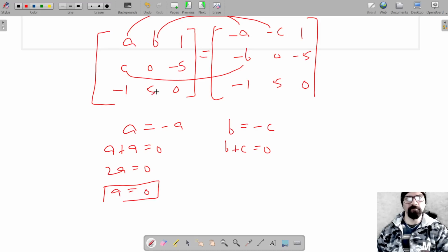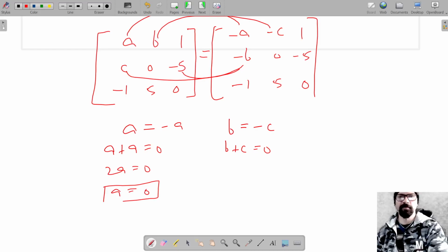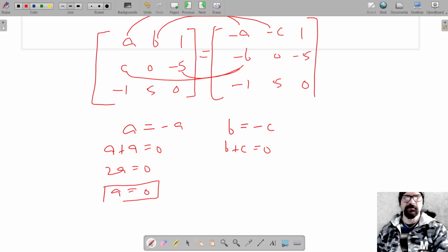It also gives me the same equation. Let's equate this one. So we have got A is equal to 0 and B is equal to negative C, which gives us B plus C is equal to 0.